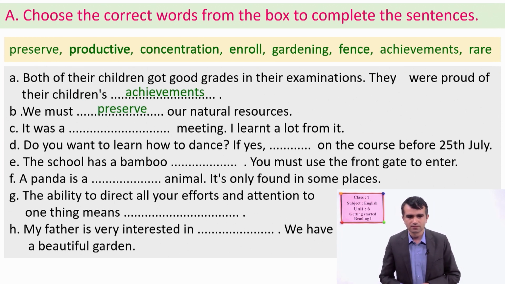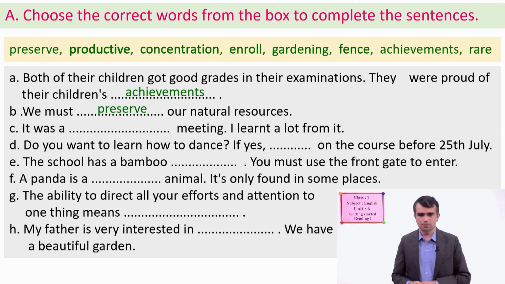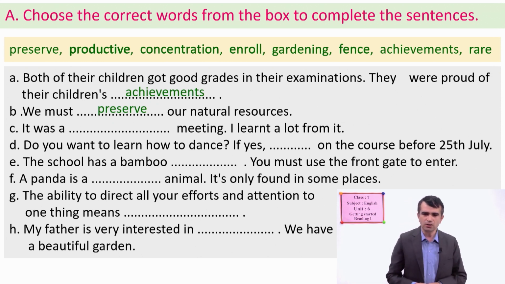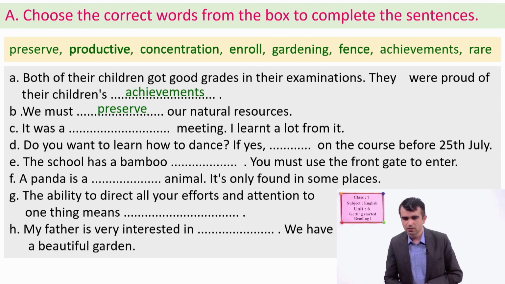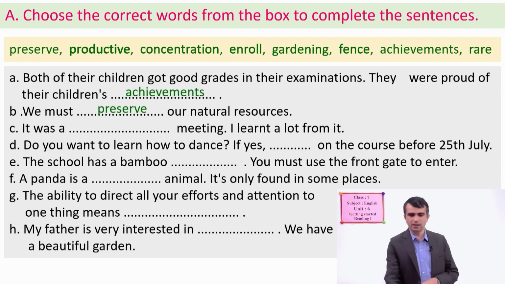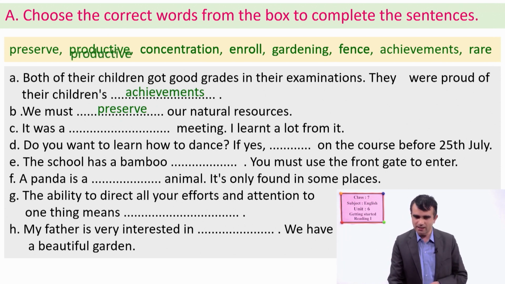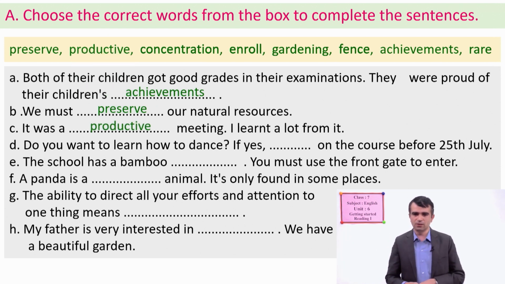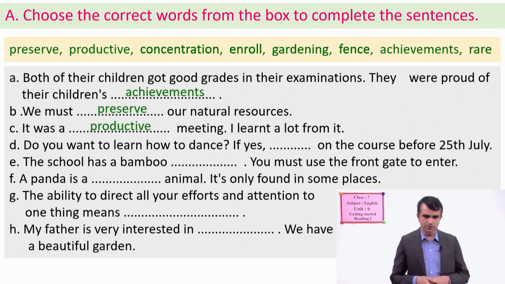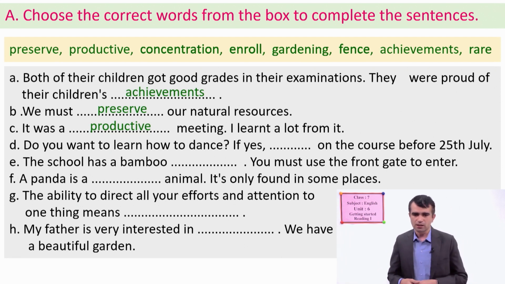Okay. Now the third one, number C. It was a space meeting. I learned a lot from it. What word do you write there? Yes, try it. Good. That is productive. It was a productive meeting. I learned a lot from it. Is it so? Good.